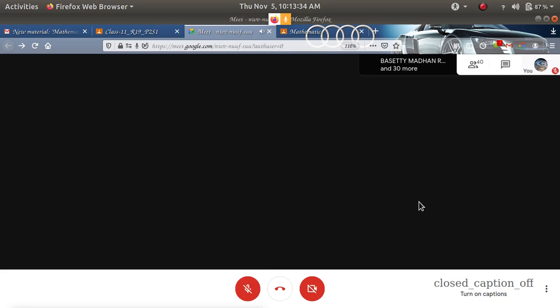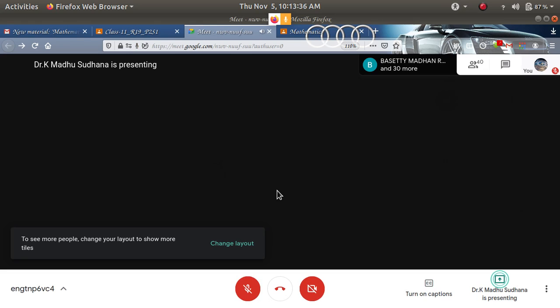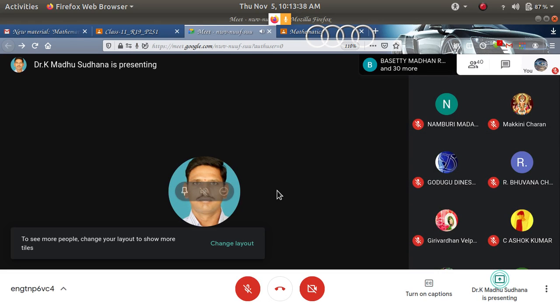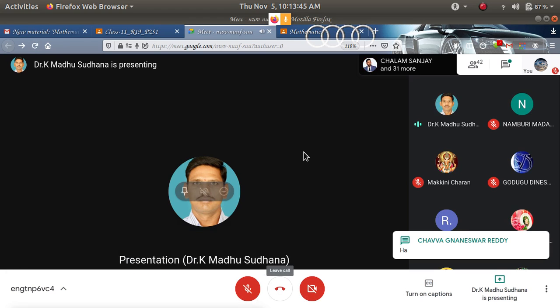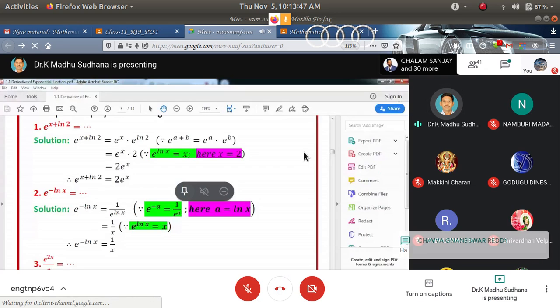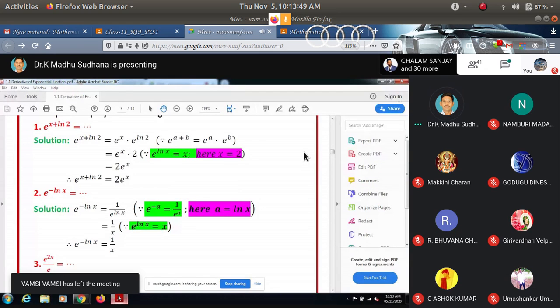Second one through an example: e power minus log x. e power minus log x can be written as what? 1 by e power log x. We already know e power log x equals x only. Therefore, the value equals 1 by x.